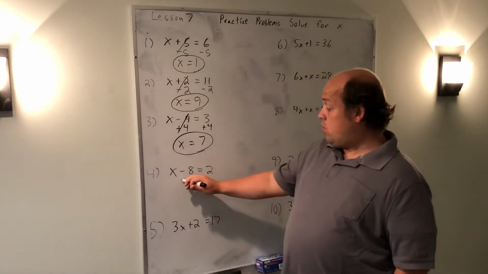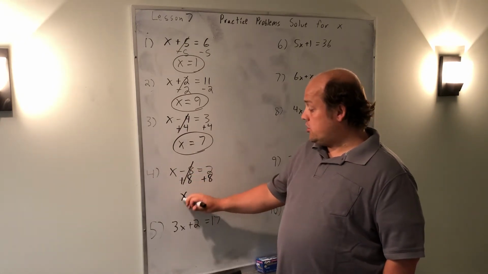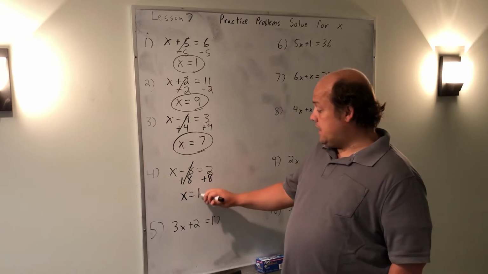In problem 4, we're going to need to add 8 to both sides. That gets rid of this and just leaves me with x. 2 plus 8 gives me 10.